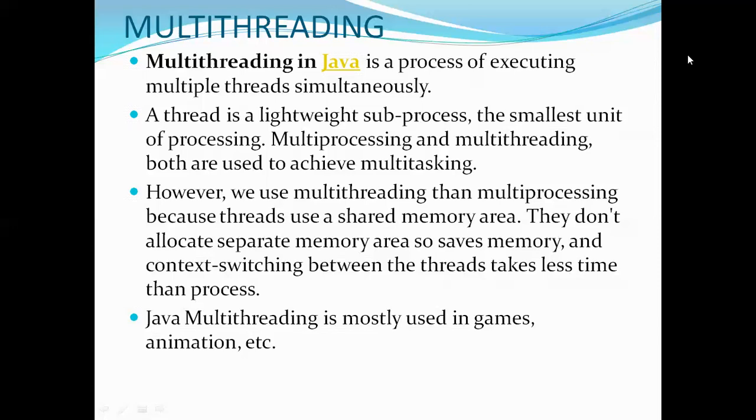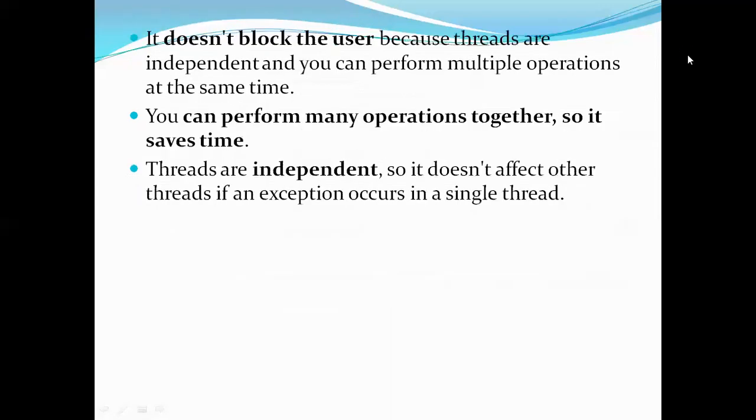However, we use multi-threading and multi-processing because threads share a common memory area, and threads don't allocate a separate memory area for each thread. For this reason, threads save memory, and it takes less time to process the threads also. Java multi-threading is mostly used in games, animation, etc.